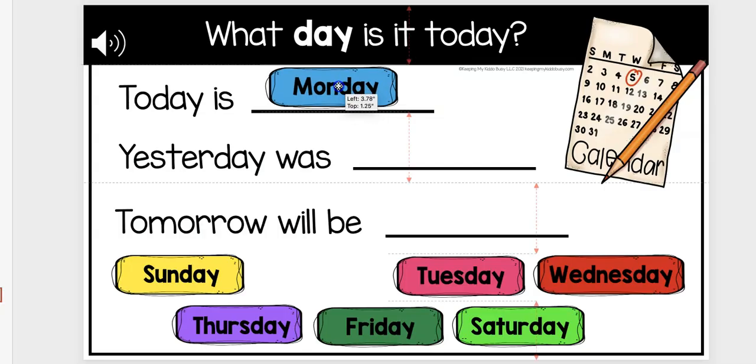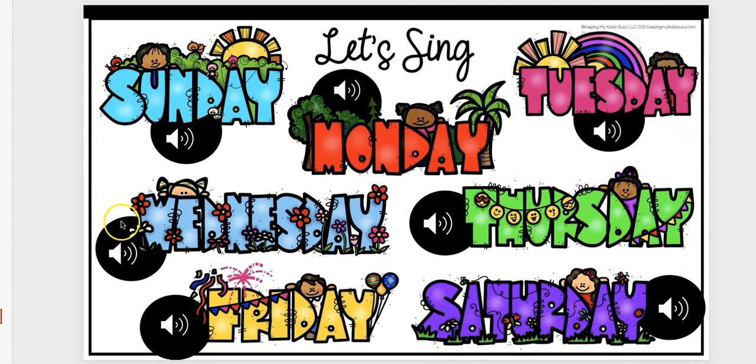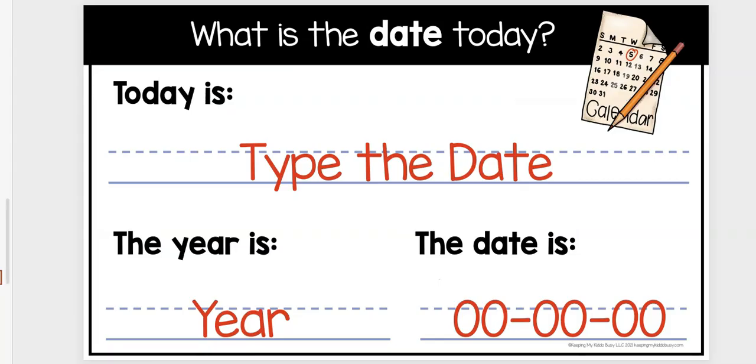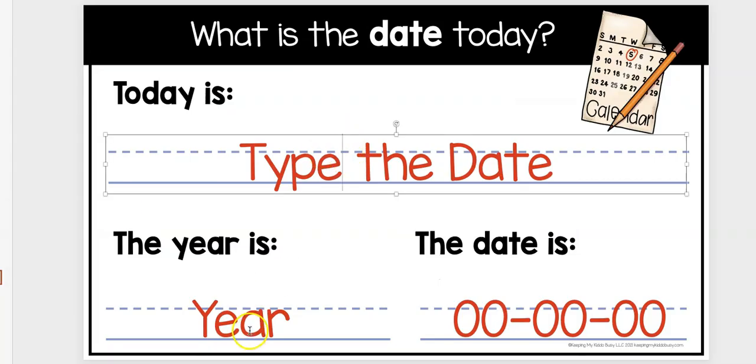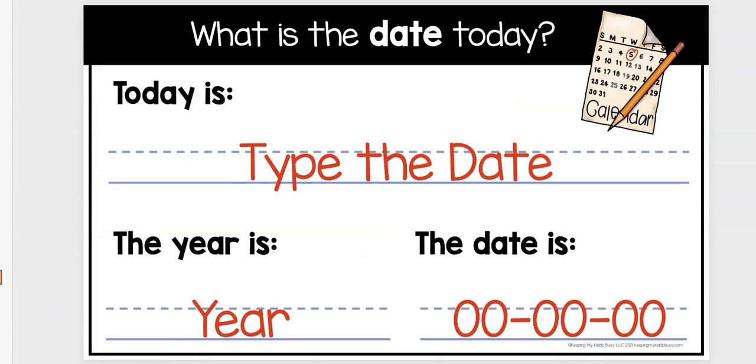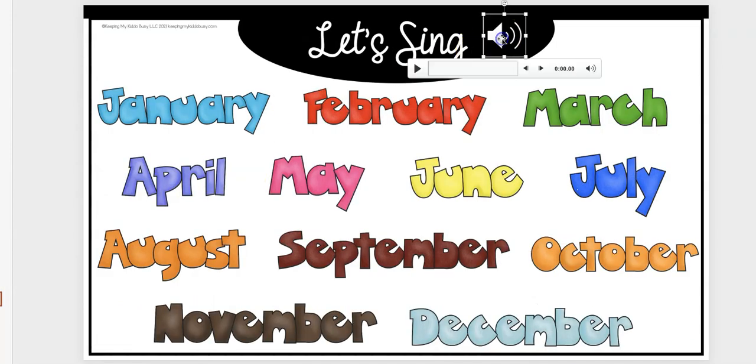So if today is Monday, you can drag this here. And then the next slide, we sing whatever day it is. So if today is Monday, you just click the Monday song. Today is Monday. On the next slide, you just type into the box for the date, the year. This is fun. We practice singing the months of the year, and pretty soon students will know all the months of the year just by singing the song.